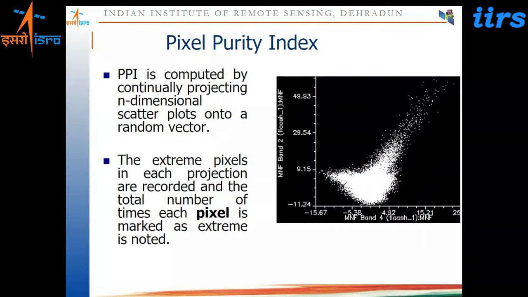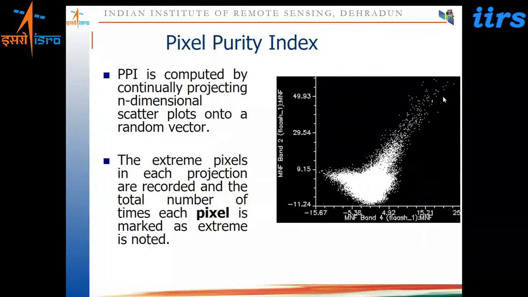For example, I have applied this pixel purity index to the principal components 10,000 times. I have given that I have to go for 10,000 times. Then out of 10,000, how many times a particular pixel appears pure will be marked in the PPI image.